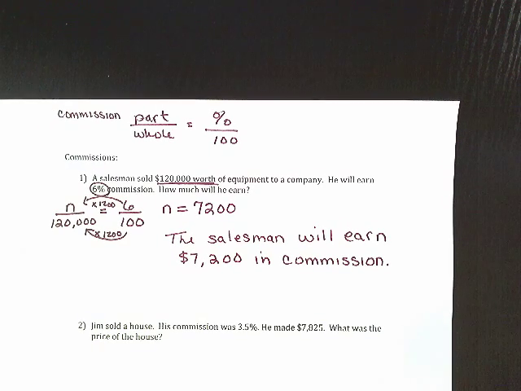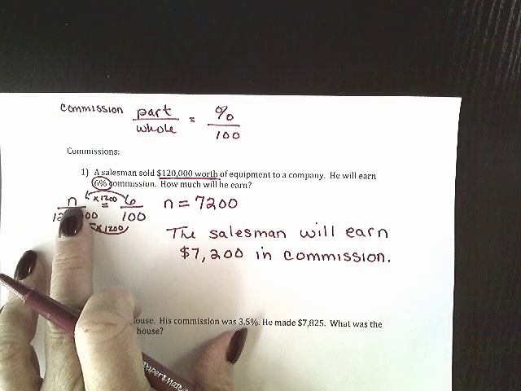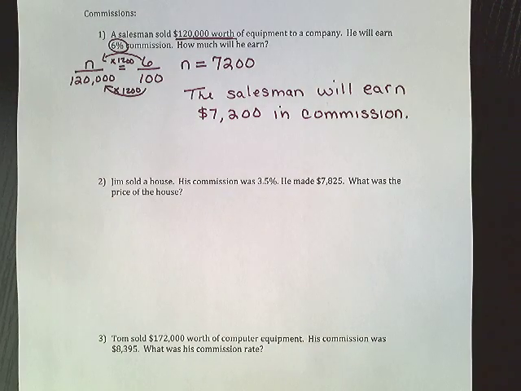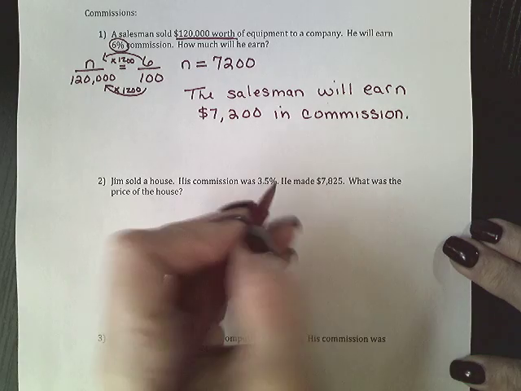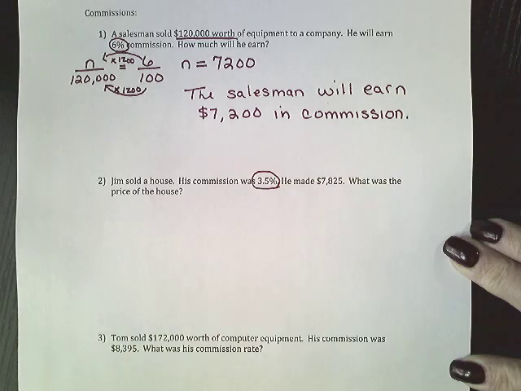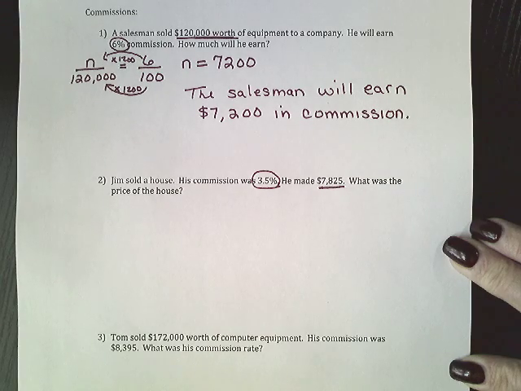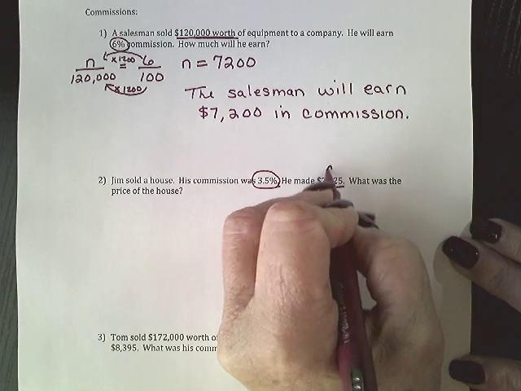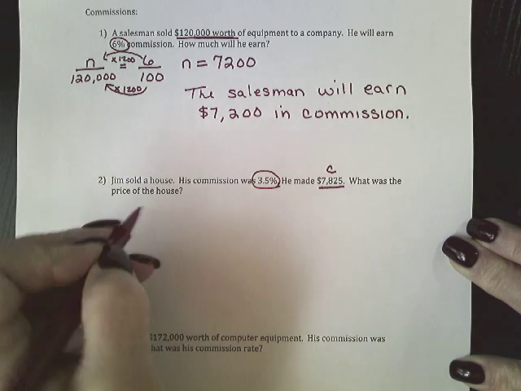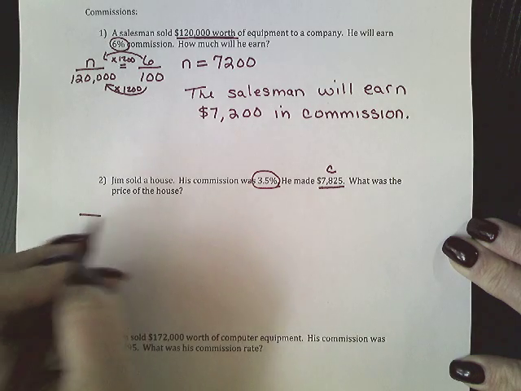All right, so we're going to use this proportion, but we're going to be finding different parts of this proportion. So this one here, we found the part. We found the actual commission. Let's read number 2. Jim sold a house. His commission was 3.5%. He made $7,825, which would be his commission. What was the price of the house?